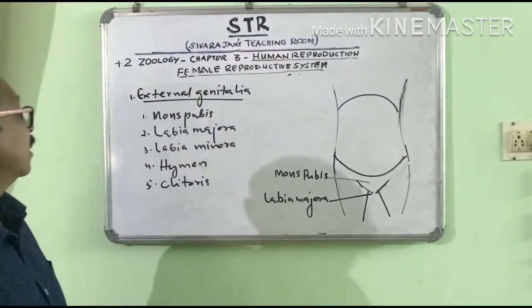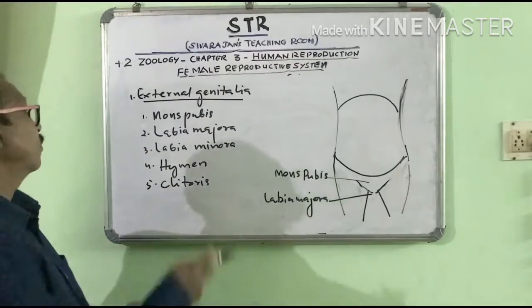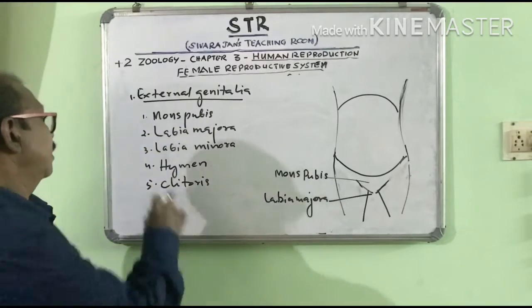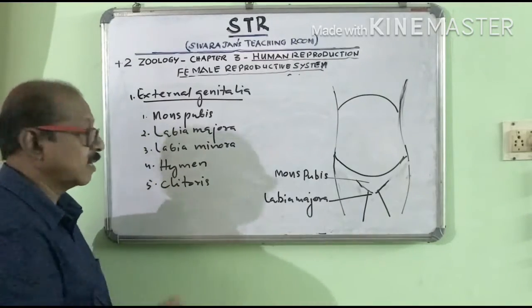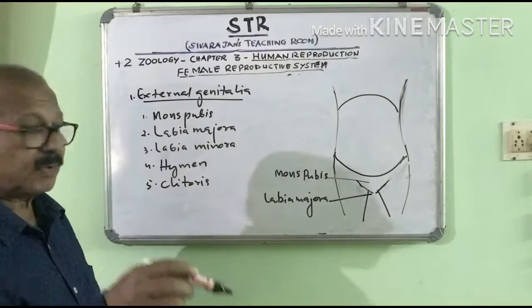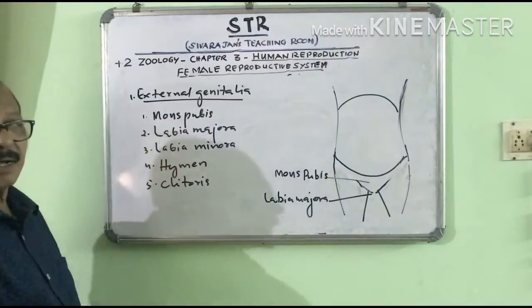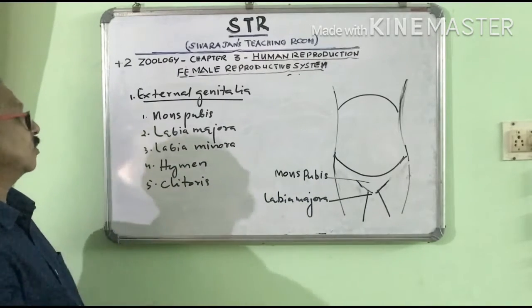The external genitalia has 5 parts in it. Number 1, mons pubis, 2, labia majora, 3, labia minora, then 4, hymen, and 5, clitoris. So the external genitalia has got the following parts: mons pubis, labia majora, labia minora, hymen, and clitoris.